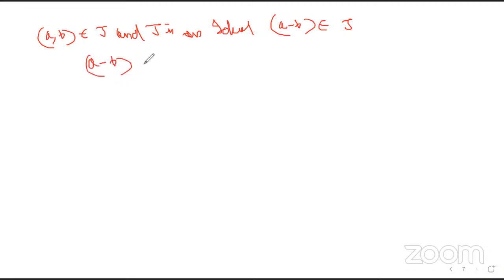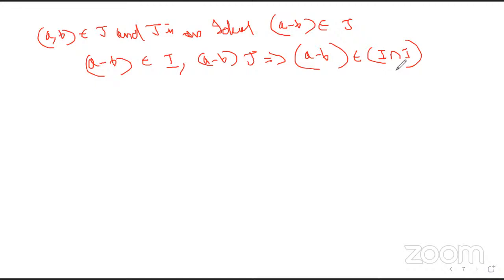Similarly, A, B belong to J and J is an ideal, so A minus B belongs to J. Here what we observe: A minus B belongs to I and A minus B belongs to J. That implies A minus B belongs to I intersection J.